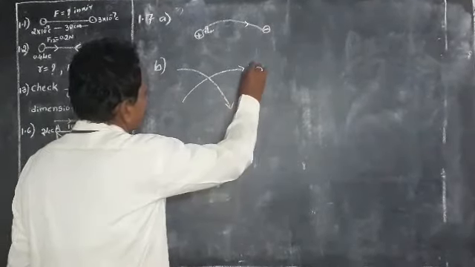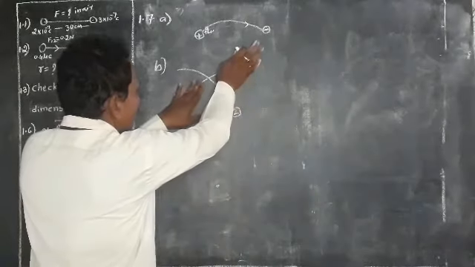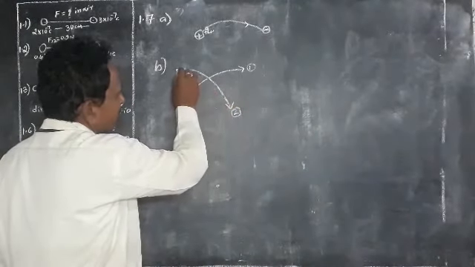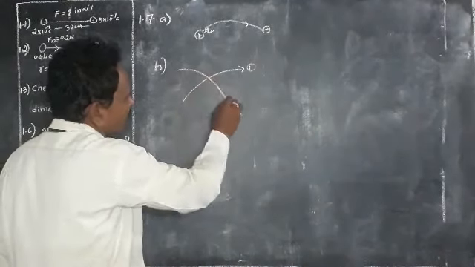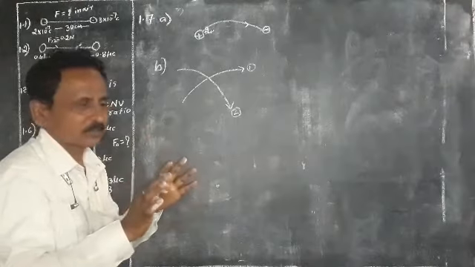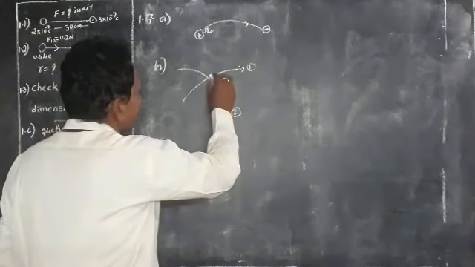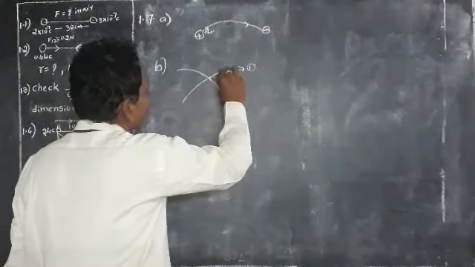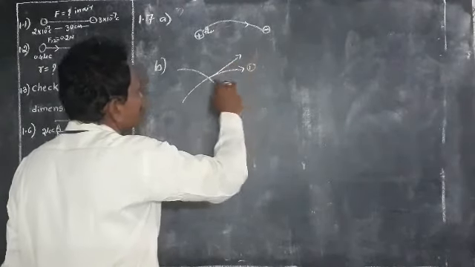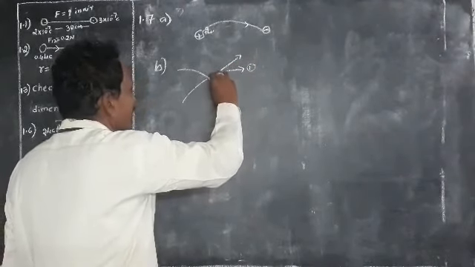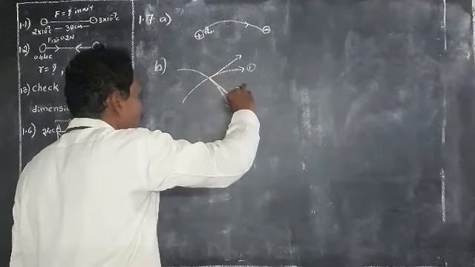If there is no second field line, when a test charge is placed here, it moves continuously along this direction. And in the absence of the first, a test charge placed here can move continuously along this direction. Clear? And if two field lines intersect, then if tangents are drawn at the point of intersection, this is the tangent drawn at the point of intersection of field lines.